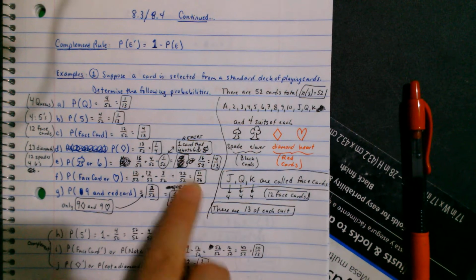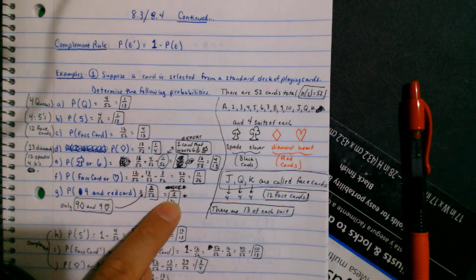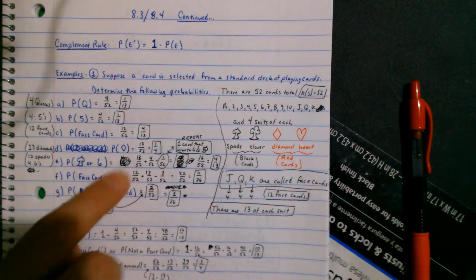People take this kind of stuff and ask, what's the chance of getting a pair, what's the chance of getting 2 cards from a deck. It gets more complicated than this.